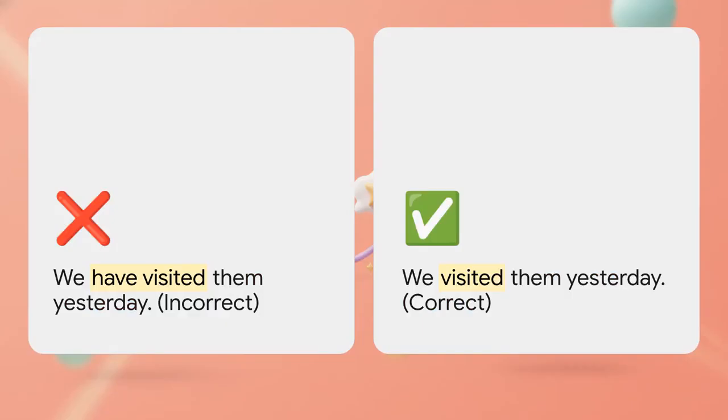Now, here is a very, very important mistake you must avoid. Look at this sentence. We have visited them yesterday. This is absolutely incorrect. Why? Because the word yesterday is a finished time. Yesterday is completely over and done with. You can never use the present perfect tense with finished time words. If the time is finished, you just use the past simple. So the correct way is simply, we visited them yesterday.